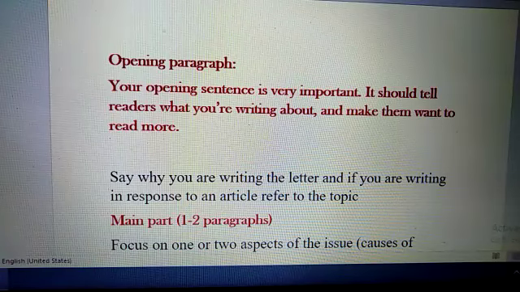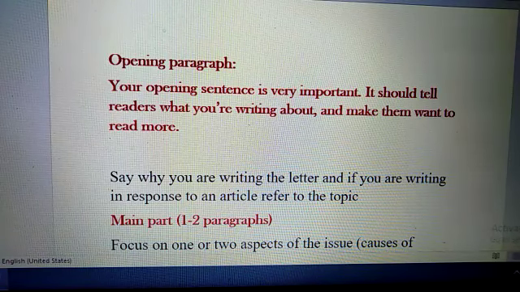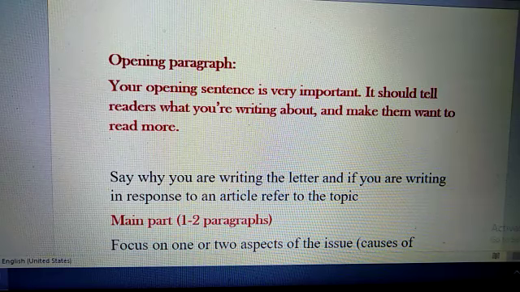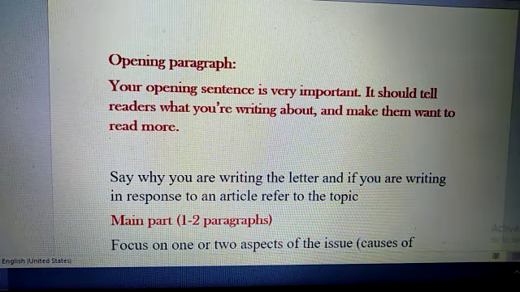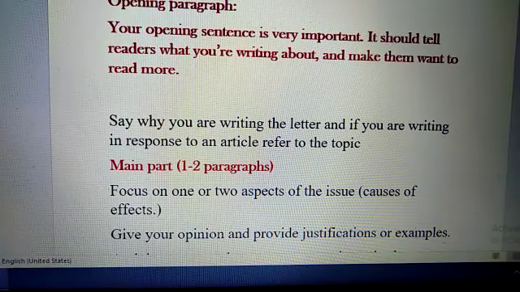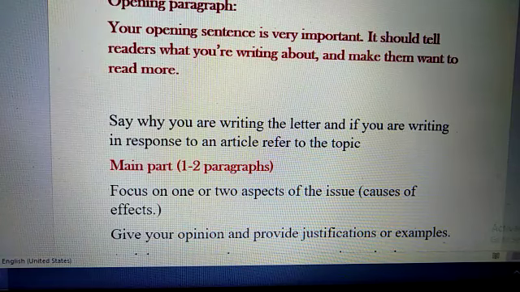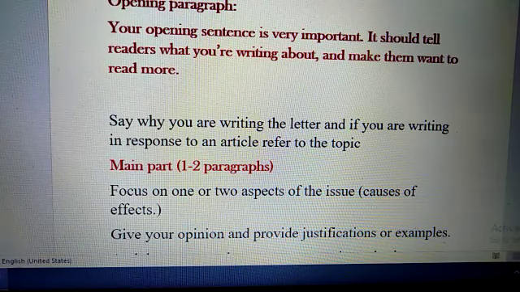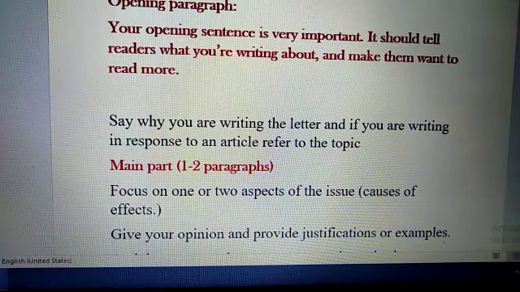So you say why you are writing the letter. And if you are writing in response, for example, to an article or to a problem, you have to refer to the topic. So, I'm writing concerning this and this. I'm writing about this and this. So you try to do so. Here we move on to the main paragraph.